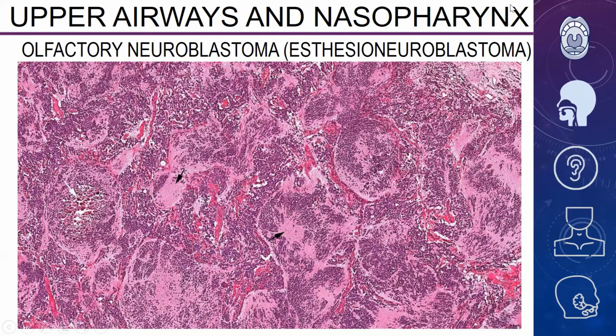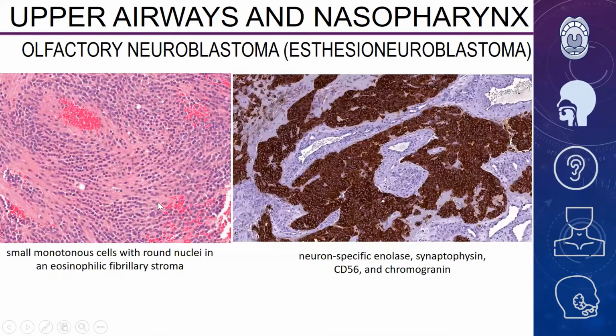Olfactory neuroblastomas are typically composed of well-circumscribed nests and lobules of cells separated by fibrovascular stroma. Pointed by the black arrows is the abundant fibrillary neural matrix. Again, olfactory neuroblastoma is composed of small, monotonous cells with round nuclei in an eosinophilic fibrillary stroma. The cells appear to swirl around the vessels, and seen here is a diffuse and strong expression of synaptophysin by the tumor cells.